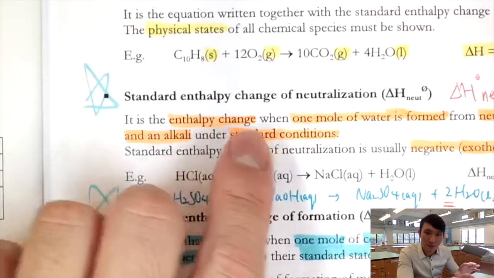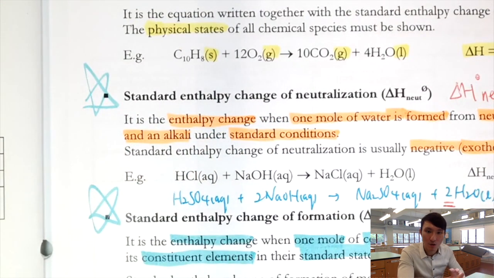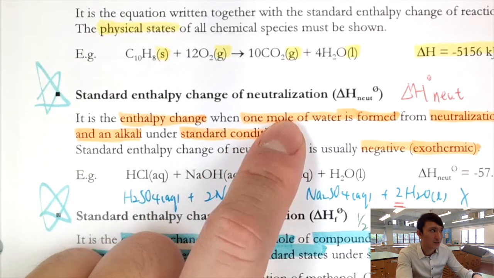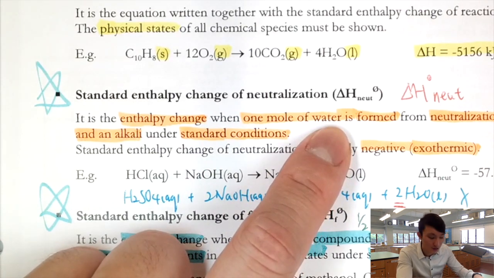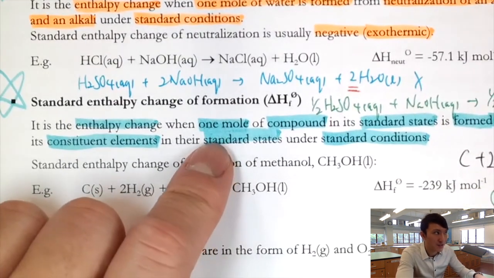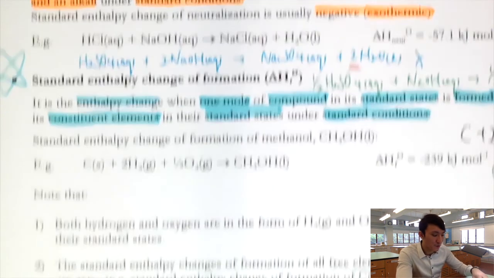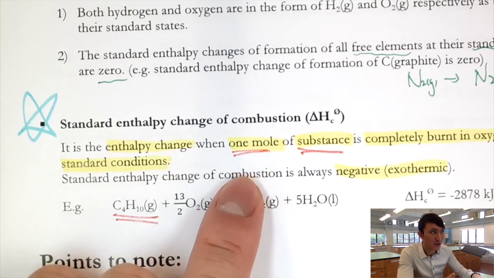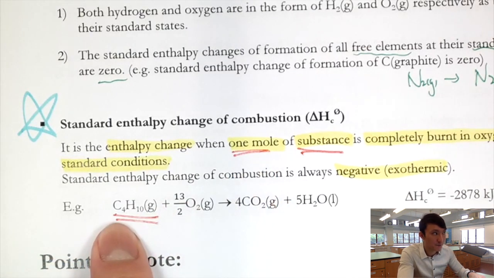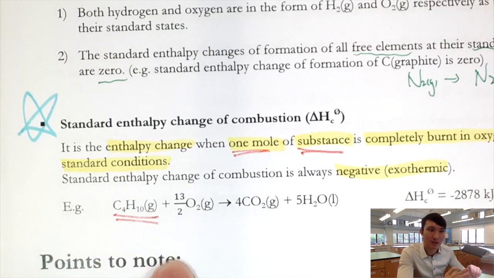Now, you may notice sometimes we specify 1 mole for one of the products, and sometimes we specify 1 mole for one of the reactants. So you have to pay attention. For neutralization, 1 mole concerns the water, which is the product. For formation, 1 mole concerns the product being formed from its elements. But for combustion, we are focusing on 1 mole of reactant being burned. So make sure you know which chemical species must be fixed at 1 mole.